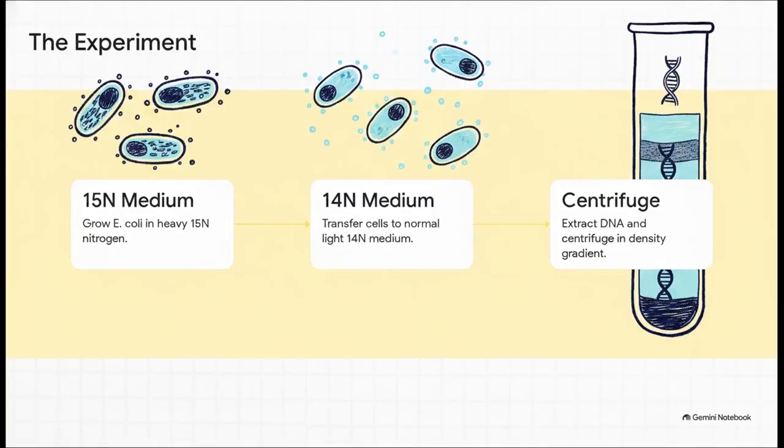To prove this semi-conservative model, Meselson and Stahl basically played baker. They baked cellular bread. First, they grew E. coli bacteria in a medium containing a heavy isotope of nitrogen, 15N.